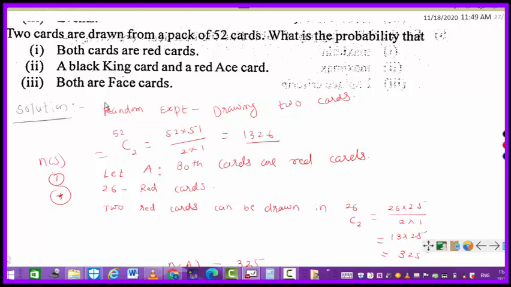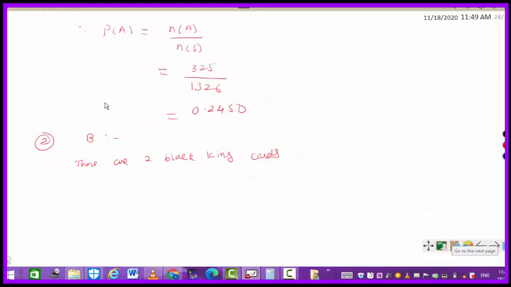And a red ace card. How many red ace cards are there? 2 red ace cards. There are 4 ace cards, and out of 4 ace cards, 2 are black and 2 are red. 2 red ace cards are there. Therefore, let B be the event.